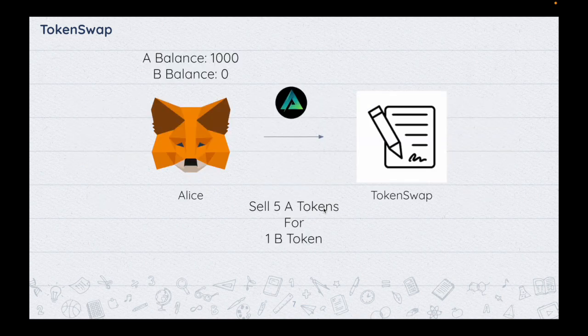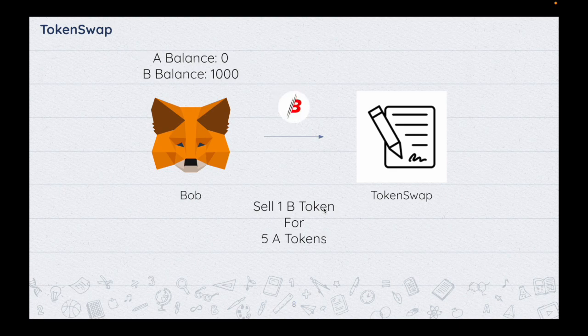Alice will start off with a balance of 1000 A tokens, and she will submit an order to sell 5 of her A tokens to receive 1 B token. This is submitted to the limit order book in TokenSwap. Bob, on the other hand, will have a balance of 1000 B tokens, and he will sell 1 B token for 5 A tokens. This will be submitted to the limit order book as well.